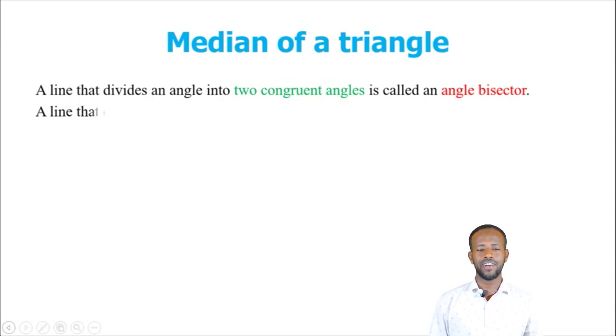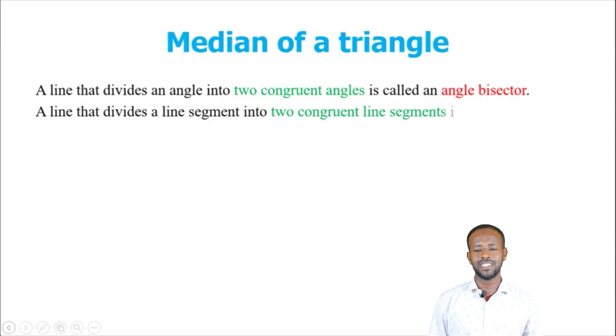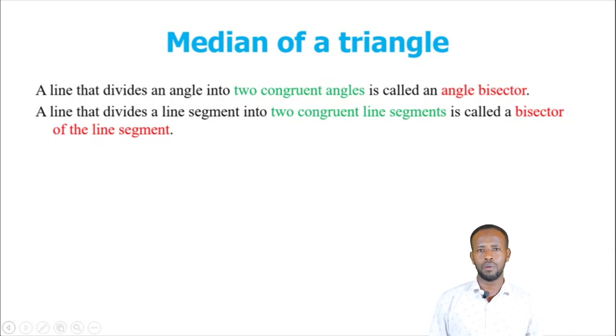Okay, a line that divides a line segment into two congruent line segments is called a bisector of the line segment. So bisector of the line segment is what? It is a line that divides a line segment into two congruent parts, two equal parts. So in here, what you must take is what? The word which says bisector. Bi means two. So the line bisector and the angle bisector all divide the angle as well as the line into equal parts.